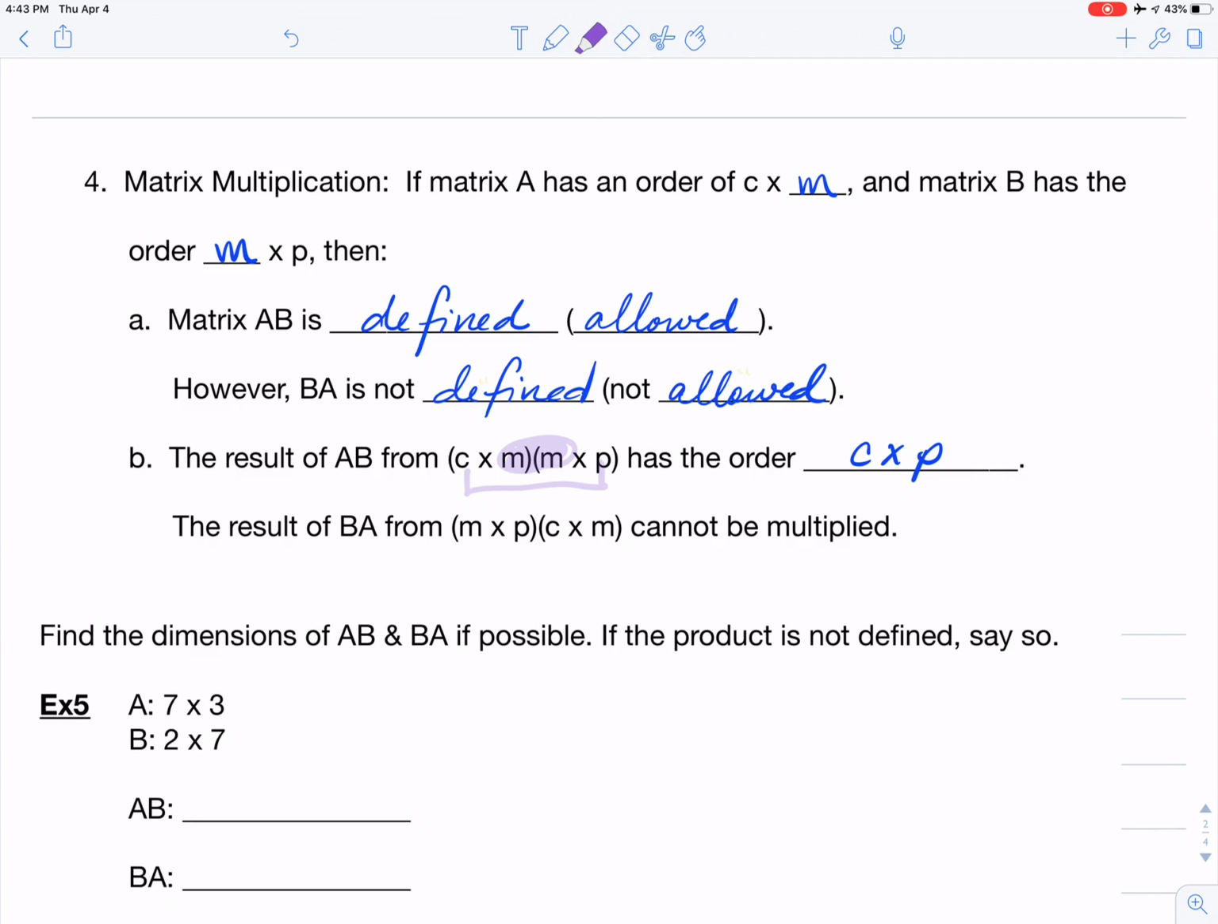But if you go to the next part, the reason that I'm not allowed to multiply B times A is because of the fact that these two in the middle are not identical to each other. So you cannot multiply these two matrices together. It is not defined. It is not allowed.